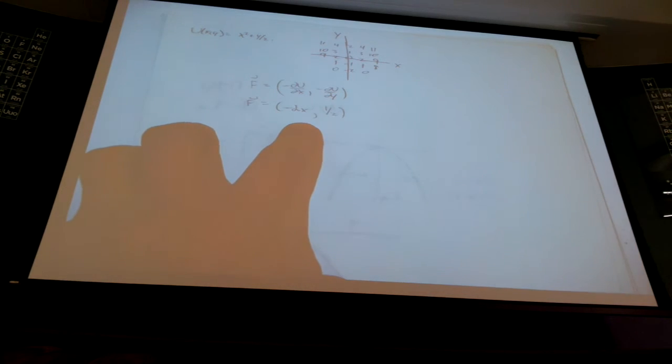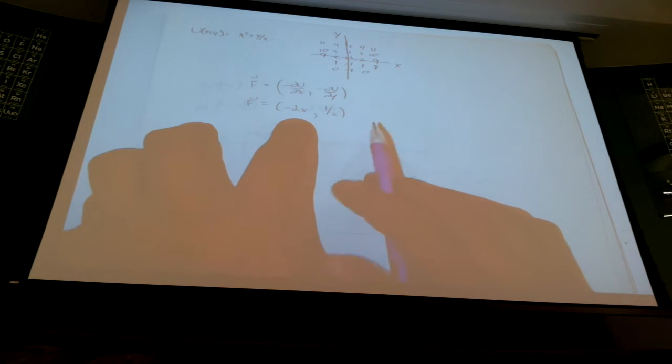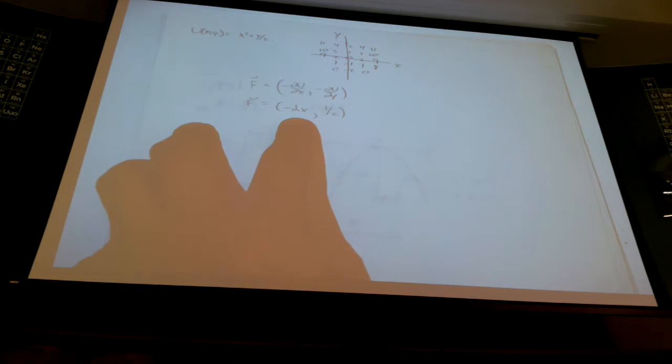I think many of you have seen partial derivatives, so if you have a question, I'll be here after class. So this is the force, okay?